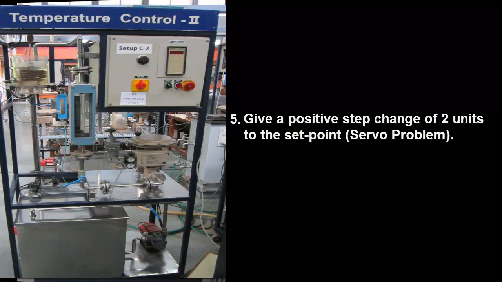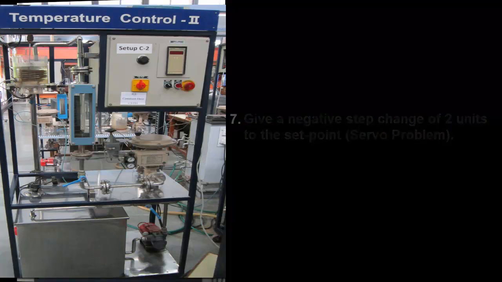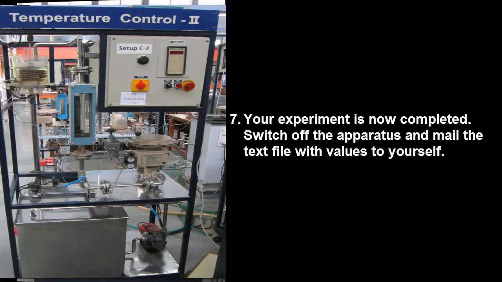The next step in the experiment is to give a positive step change of 2 units to the set point, which is a servo problem. After a steady state is reached, now give a negative step change of 2 units to the set point. Your experiment is now completed. Switch off the apparatus and mail the text file with the values to yourself.